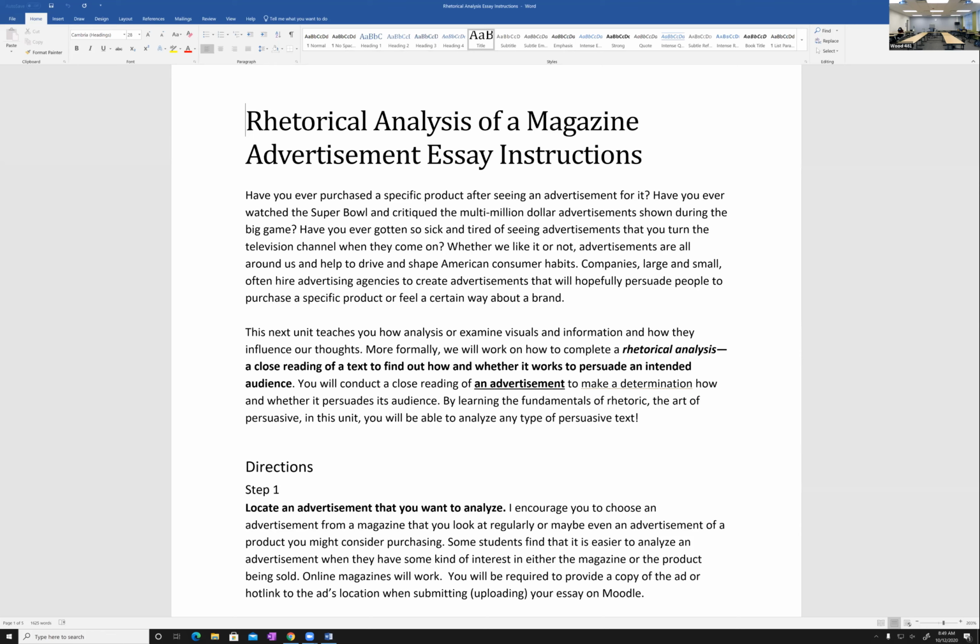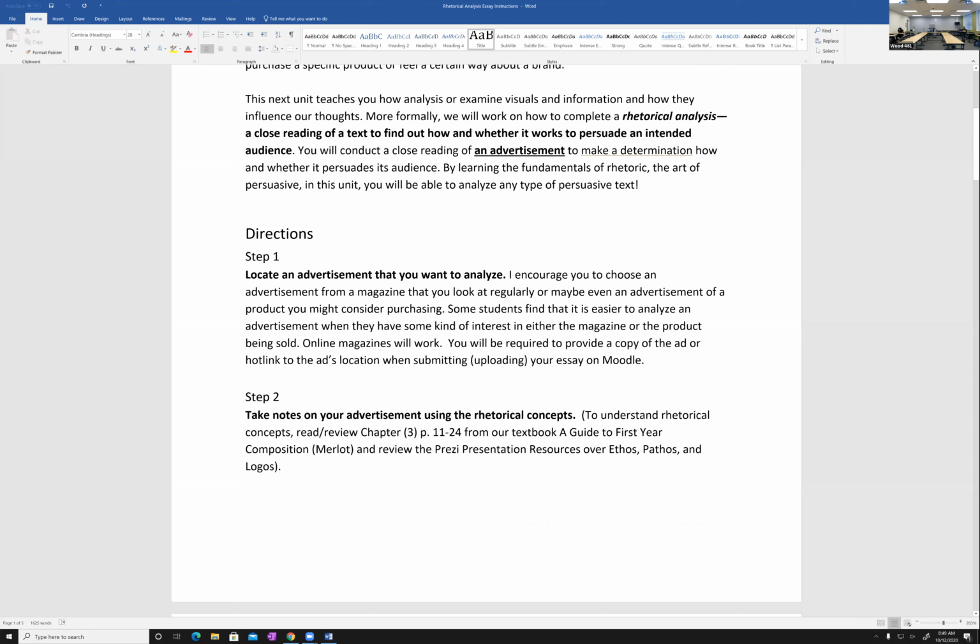So by learning the fundamentals of rhetoric, in other words, the art of persuasion, in this unit, you're going to be able to analyze any type of text. We're going to pick an advertisement, but you'll be able to analyze any type of text. So the first step, and this is what you need to be starting today, is you're going to need to locate an advertisement you want to analyze.